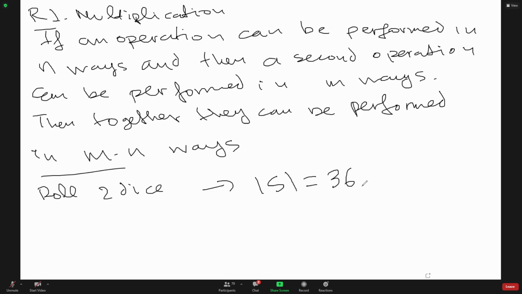For one dice, there are 6 possibilities. Yes, from 1 to 6. Multiply 6 by 6, 36. Okay, great. So just by using the rule above, we get 36.